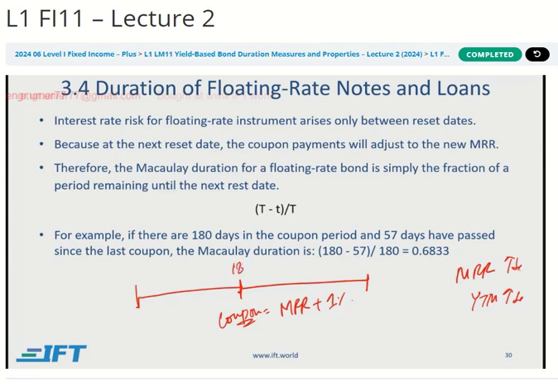So let's say it's 180 days till the coupon, and you're somewhere in the middle, and only 57 days have passed. So the question is how many days remain? That's (180 − 57) / 180. That is the only duration that you need to be worried about as far as the price risk is concerned. So your holding period should just be till the next coupon, and if you have to sell it, you can sell it on the next coupon date, right?